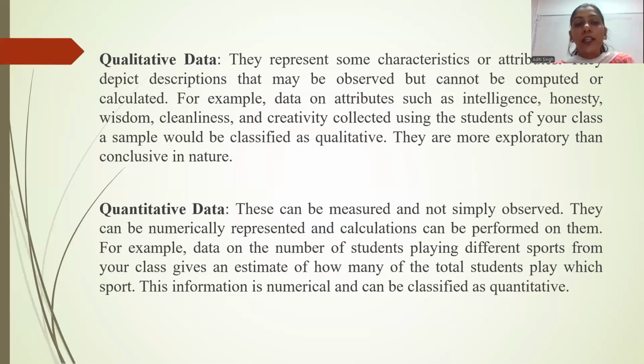Next one is quantitative data. Quantitative data is about numbers, like how many apples or how many bananas are in a shop. So this is quantitative data. These can be measured and not simply observed. They can be represented in the form of numbers. They can be calculated and operations can be performed with the help of numbers. So that is quantitative data.